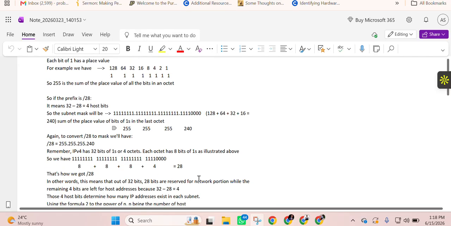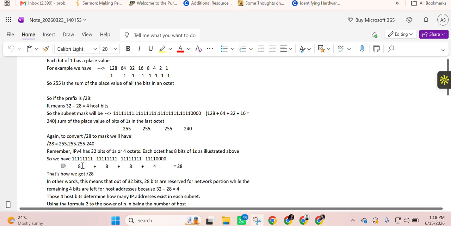I hope we got this. Again, to convert /28 to mask, we'll have 255.255.255.240. Remember, we got the 240 from the sum of the place values of the last octet. And in the last octet, we have 4 bits of ones and 4 bits of zeros. Remember, IPv4 has 32 bits, or 4 octets. Each octet has 8 bits of ones as illustrated above.